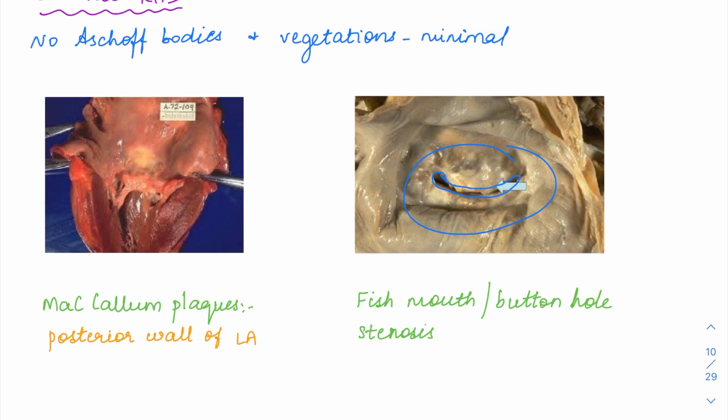And because of this stenosis, what will happen? The blood is not able to pass through the valve. So the blood flow will be regurgitated, and that regurgitated blood flow is going to go and hit the left atrium, because the mitral valve is the most commonly involved valve. The place where it hits, it's going to form a plaque. So this kind of plaque, which is present on the posterior wall of the left atrium, is going to be called the MacCallum plaque, which is a feature of chronic RHD again. So this MacCallum plaque is actually a result of the buttonhole stenosis.